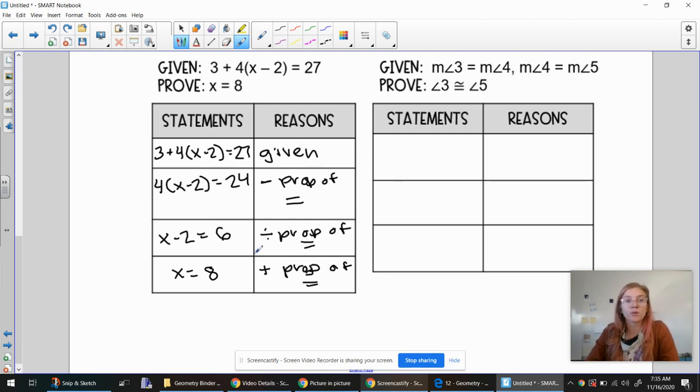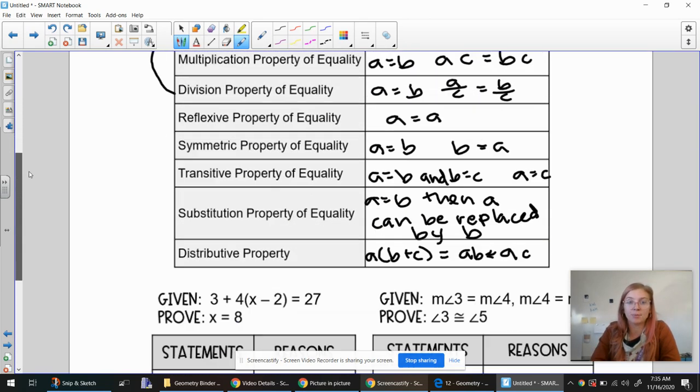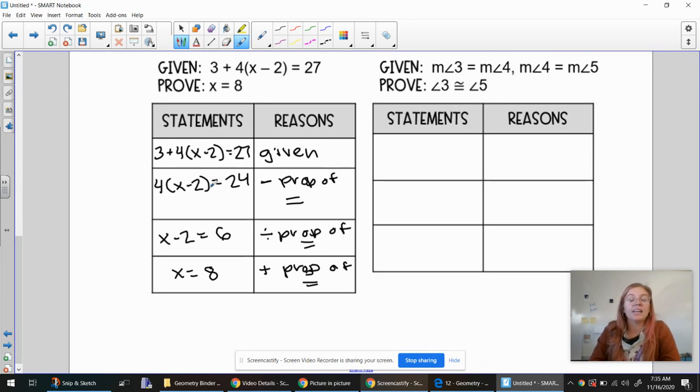Notice how prove is never a reason. The only reason from the beginning we have is what's given. Then we need to use all of these reasons to get us from point A to point B. If you looked at this and said, oh, I would have distributed first and then I would have combined like terms, those are totally appropriate reasons. We're just trying to find the shortest method possible here.